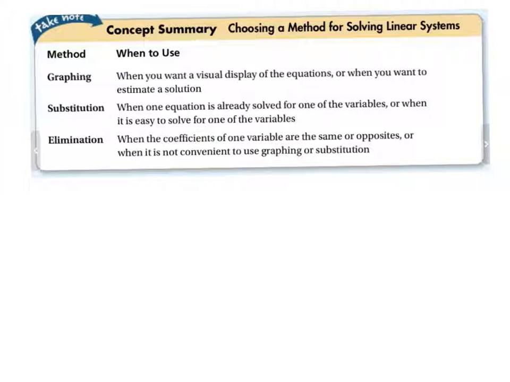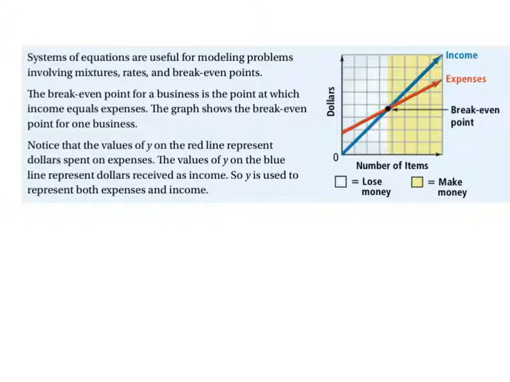The first type of problem we're going to address today is mixtures. Break-even point, rather. I'm sorry. Systems of equations are useful for modeling problems involving mixtures, rates, and break-even points. I want to make sure you understand what that is. A break-even point for a business is the point at which income equals expenses. So in other words, they're no longer in debt from their work, but they're not making any profit yet. We call it the break-even point.